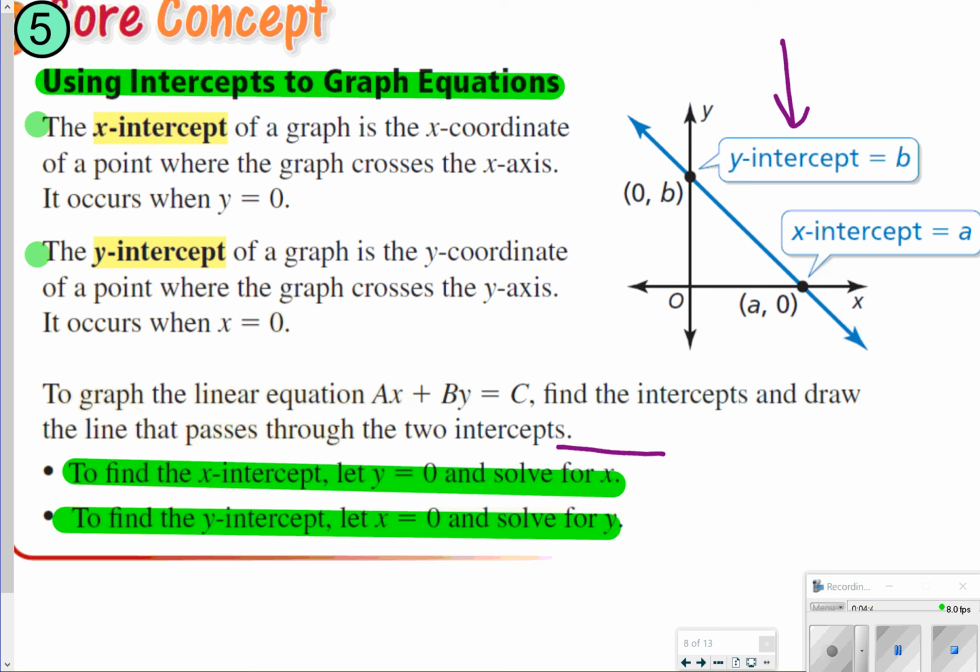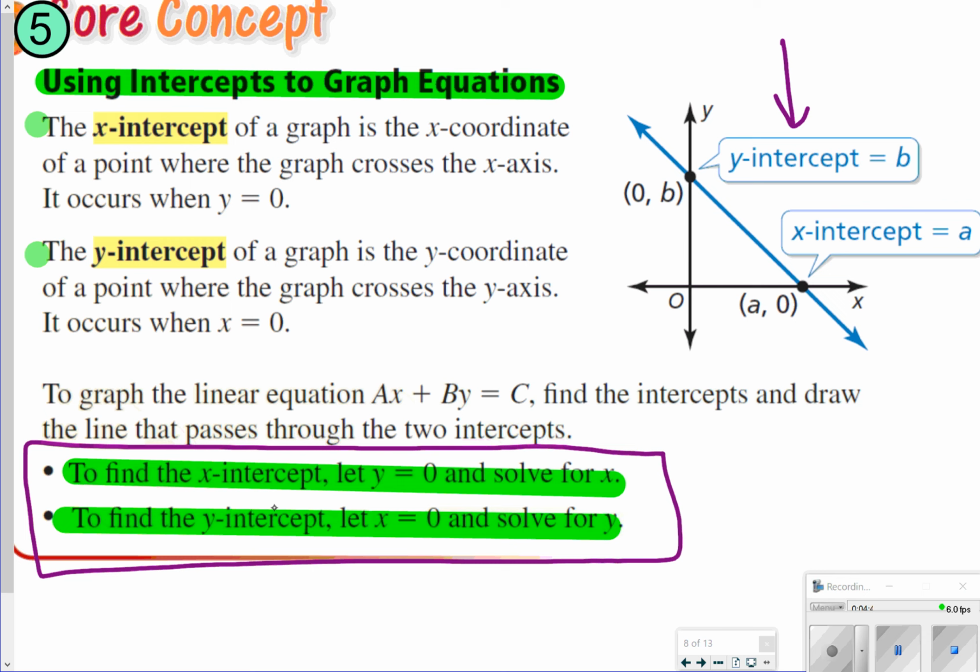Here is mainly what I want you to get from this page. To find the x-intercept, you'll replace y with 0 and then solve for x. And likewise, if you want to find the y-intercept, just make x be 0 so you can solve for y. Let's go ahead and pause here so you can write down what you see on the screen, mainly this last part right here, and then once you're done, click play so you can see how it's done.